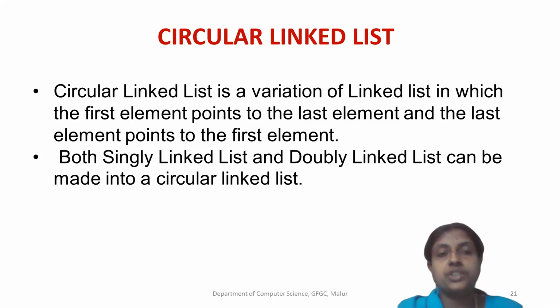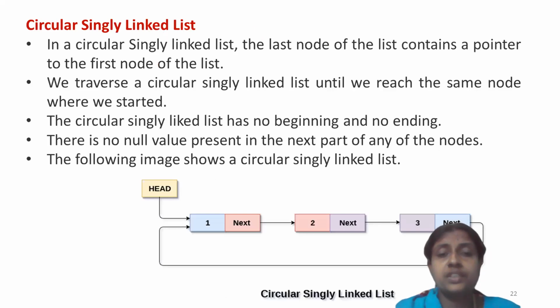See the definition: a circular linked list is a variation of linked list in which the first element points to the last element and the last element points to the first element. So the last node will point to the first node address. Both singly linked list and doubly linked list can be made into a circular linked list. One small change: instead of making the last node null, maintain the address of the first node. So first we'll start with circular singly linked list.